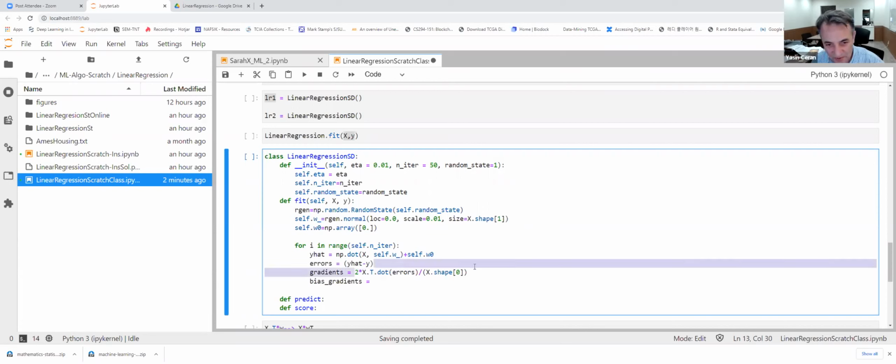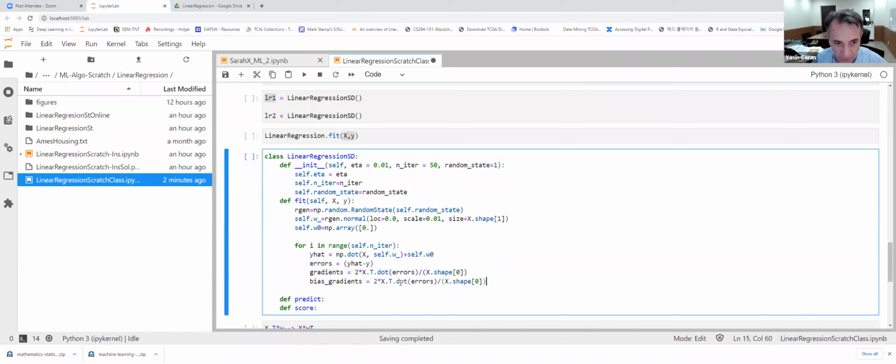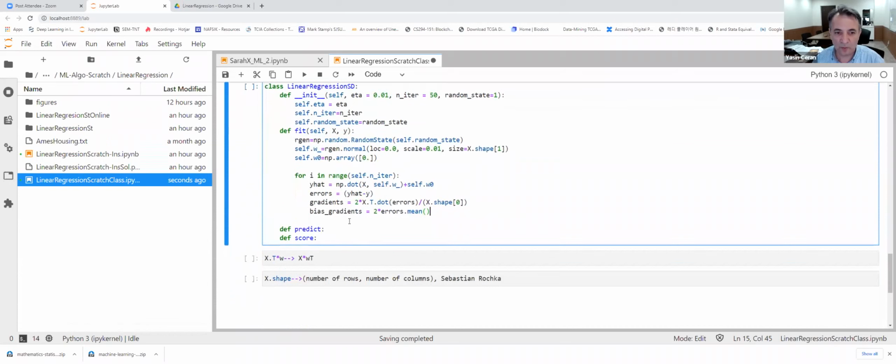So I'm just going to copy this here. But again, for the bias term, x is 1. So that's why when I take the derivative with respect to w, I don't have any x. So x is 1. So what I'm going to do is simply, instead of this, 2 times errors mean. I'm just taking the mean of the errors.